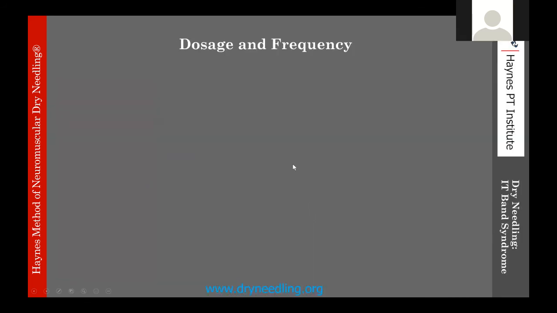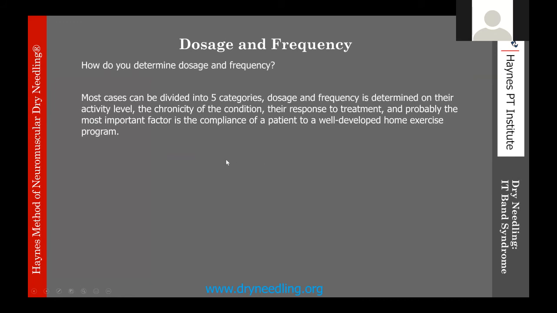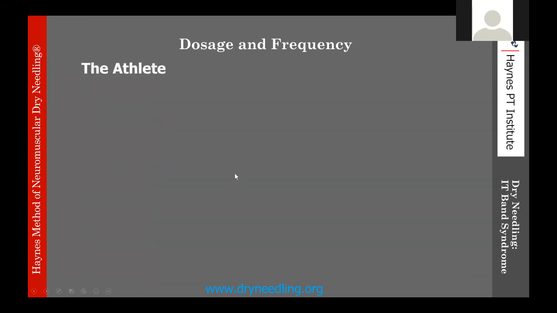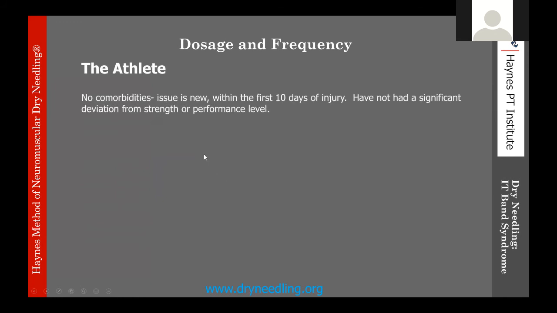So a little bit of conversation about dosage and frequency. How do you determine that? I tend to divide all of this up into about 5 different categories. Move on to that. So athlete, 2 stages of an athlete. One person with no comorbidities, issues brand new within the first 10 days of injury. Here, there's not been a change in strength or performance level.